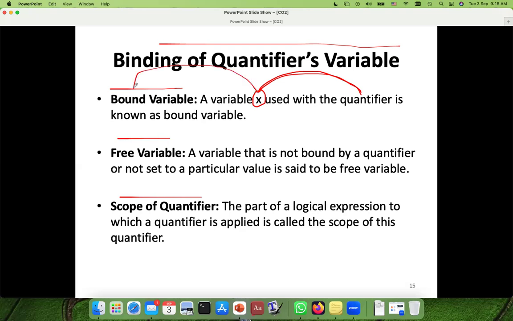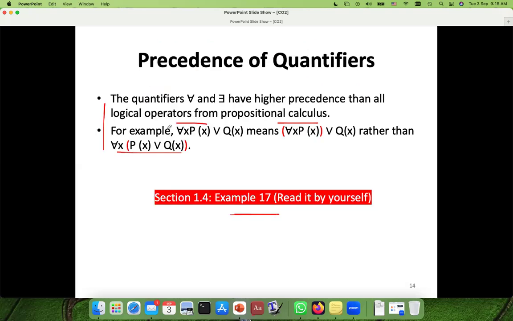Bound variable. For example, here this variable x is what? Bound. That is bound with the quantifier because this variable is attached, is used with the quantifier. But this variable, it is out of scope. If it would be y, for example, then there is no quantifier with this y variable. So then you can say this is called a free variable.